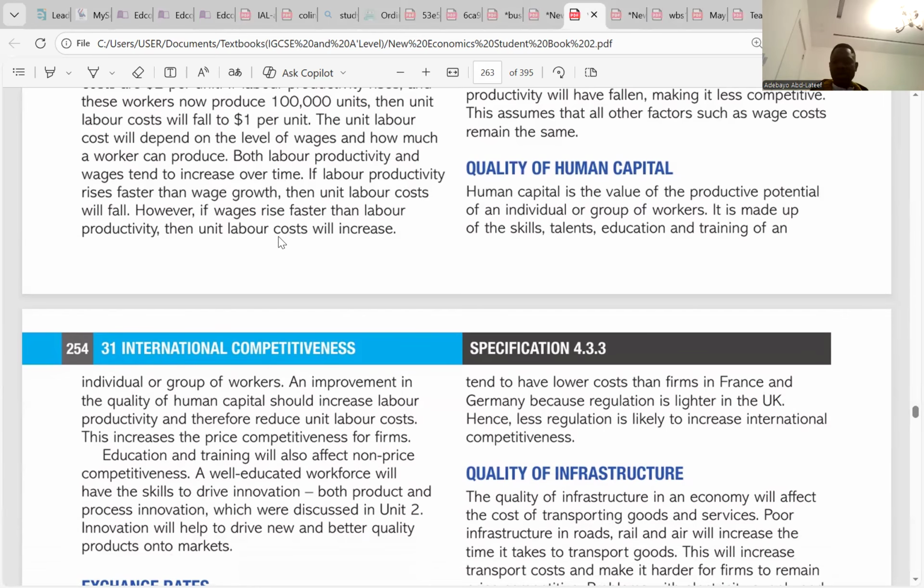Let me talk about that before we go further to the next paragraph. Human capital is simply about the value you can put on the table as an individual worker or as a group of workers.